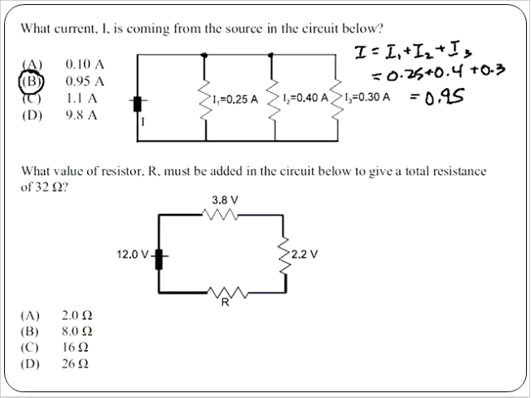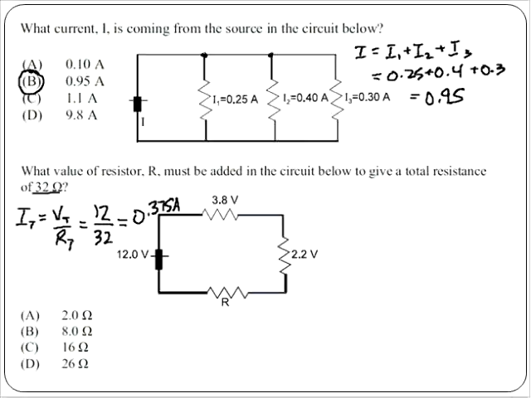All right, let's try the next one. Next one's a little bit trickier. We have to use, again, Ohm's law. I'm going to use Ohm's law first because it tells me that total resistance is that. So I'm going to say IT is equal to VT over RT. Total current equals total voltage over total resistance. Total voltage is given as 12. Total resistance is 32, it tells me. So that's going to be 0.375 amps.